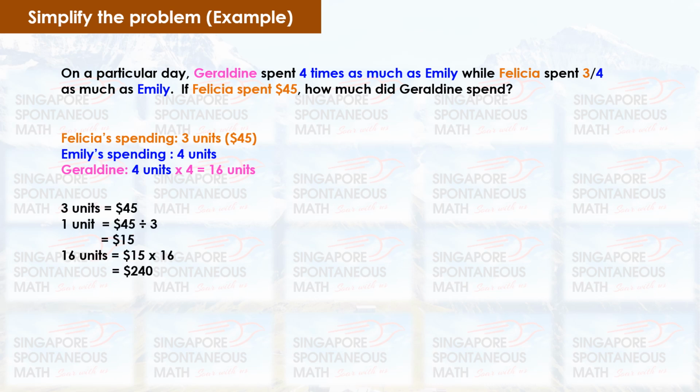3 units equals $45. 1 unit equals $45 divided by 3, which is $15. 16 units equals $15 times 16, which is $240. Geraldine spent $240.